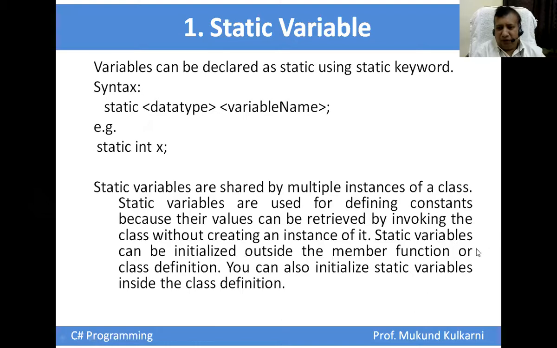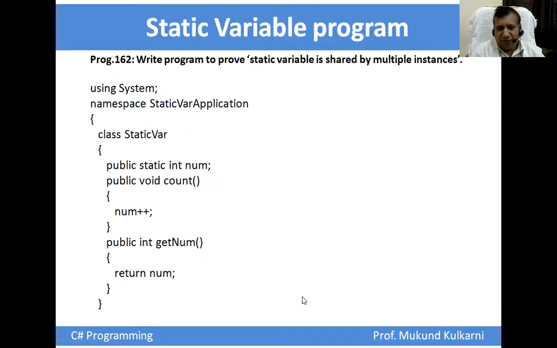Static variables are used for defining constants because their values can be retrieved by invoking the class without creating an instance of it. Static variables can be initialized outside the member function or class definition. So we can change the value of x even outside the class. You can also initialize static variables inside the class definition. That means once you define something like static int x inside a class, you can modify or initialize the value of x within the class as well as outside the class.